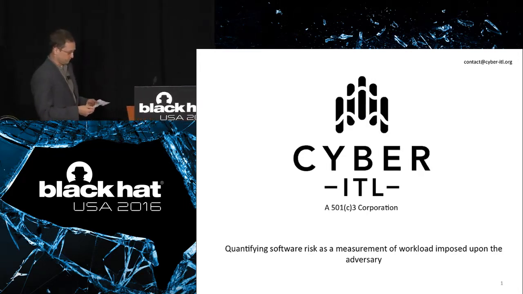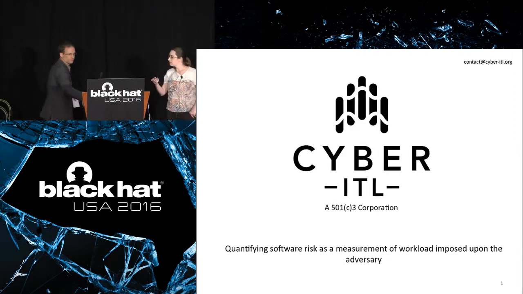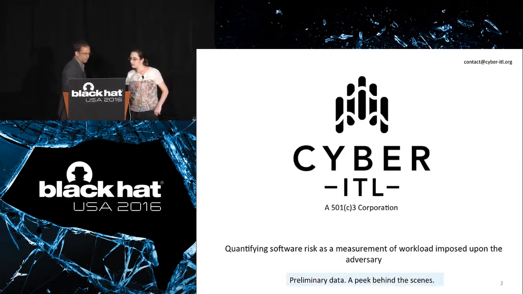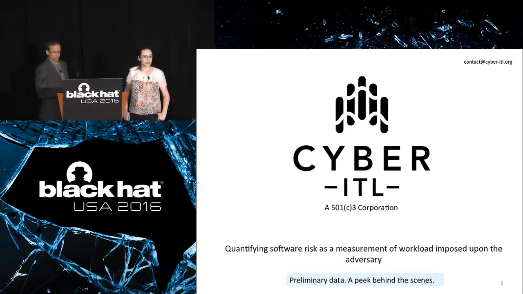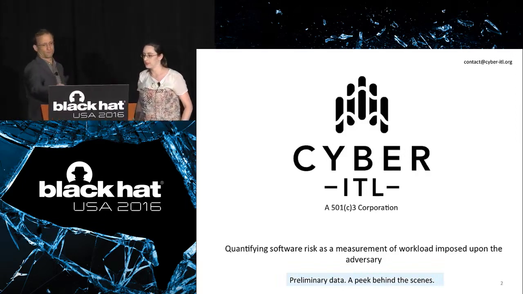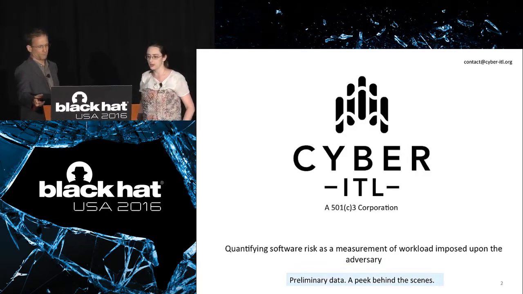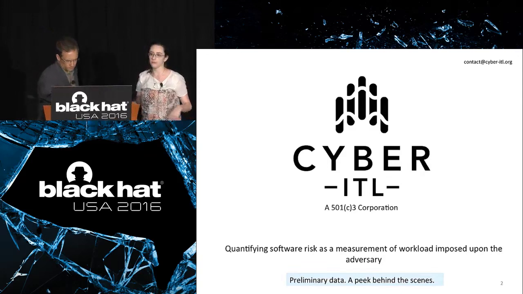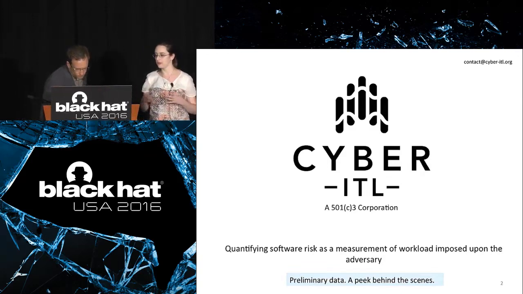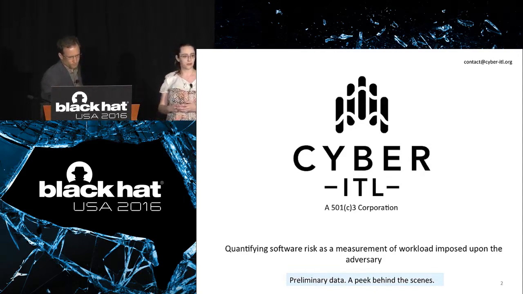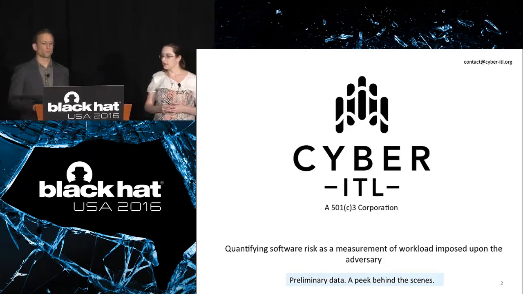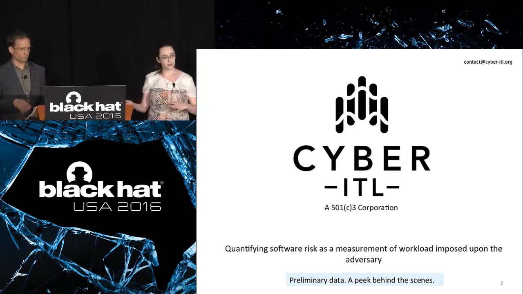Why don't we start off? So, as they said, we are a 501c3 focused on assessing software risk. Our way of focusing on software risk is the cost to an adversary to newly exploit a piece of software. And this is preliminary data, just a peek behind the scenes.